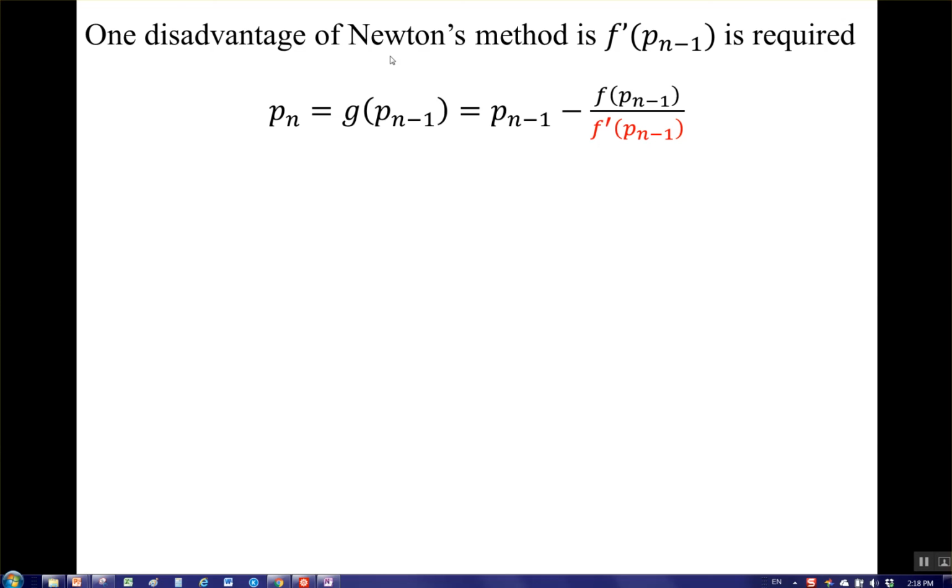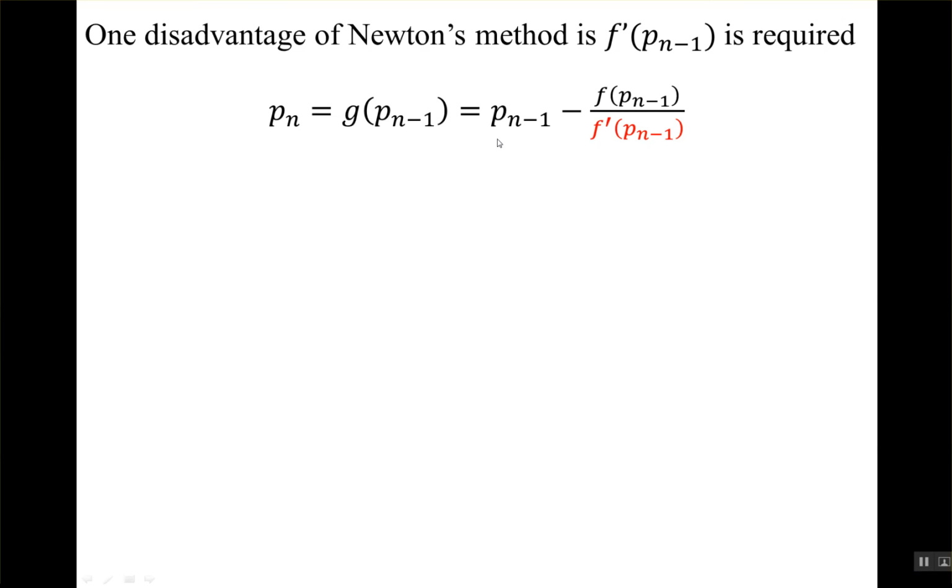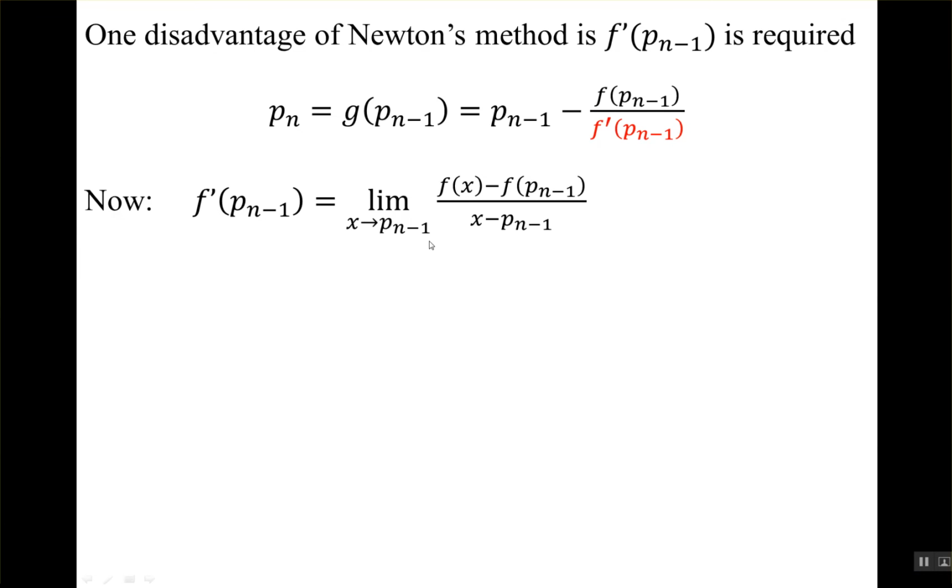Previously, we discussed Newton's method, and one disadvantage is that we have to know f prime, and sometimes f prime is not easy to find. Therefore, we develop another method, which is the secant method. Now, this is what we need, the derivative.